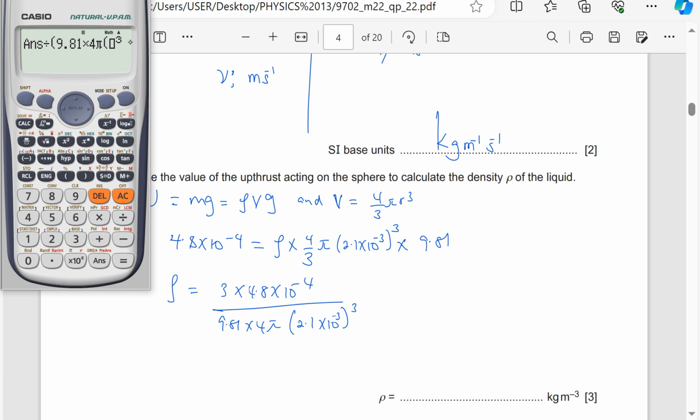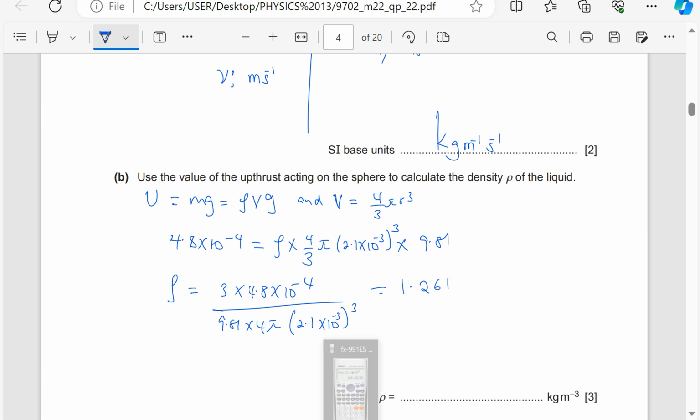What is this? Okay, so my answer was that, divide by... I'm not good at using the calculator, so 9.81 times 4 pi. I can first divide that, then I divide again by the bracket, which is 2.1 exponent minus 3, but this is raised to power 3. Okay, so this is giving me 1.261.